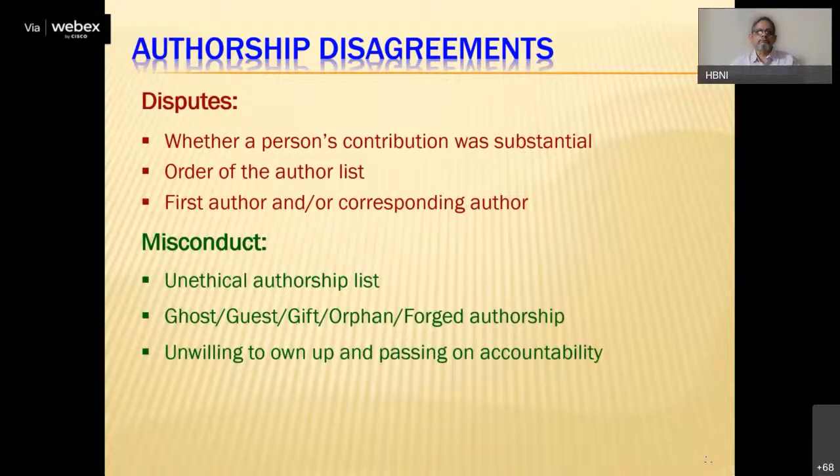Then when it comes to misconduct, all those points which I had shown earlier: unethical authorship, forged authorship, gift authorship, and there's also something called authorship on sale. Then also being unwilling to own up and passing on accountability. If there is a problem at some stage, whether it concerns the integrity of the data or the research itself, and you are unwilling to own up to that responsibility and try to pass on that accountability and responsibility to somebody else, that is also misconduct.